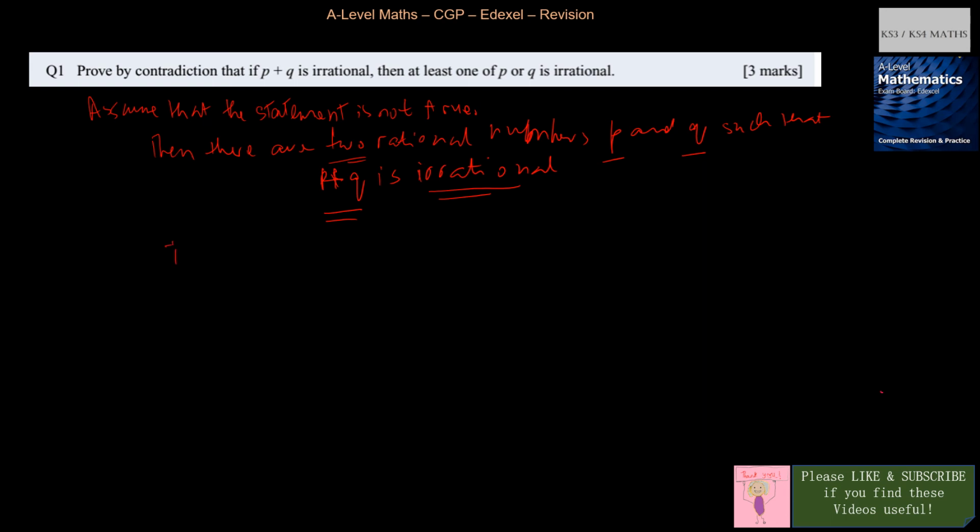So if p and q are rational, then p equals a by b and q equals c by d, where a, b, c, d are integers.